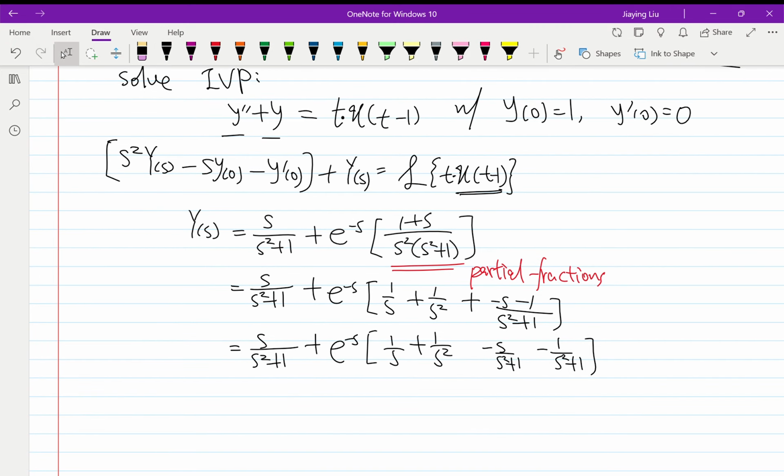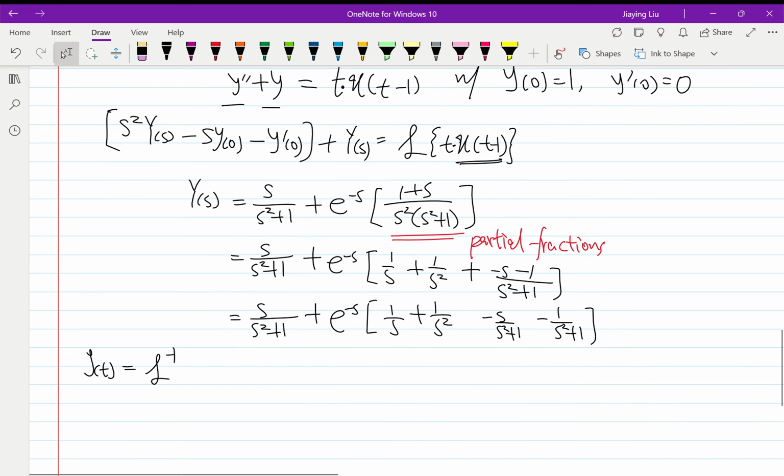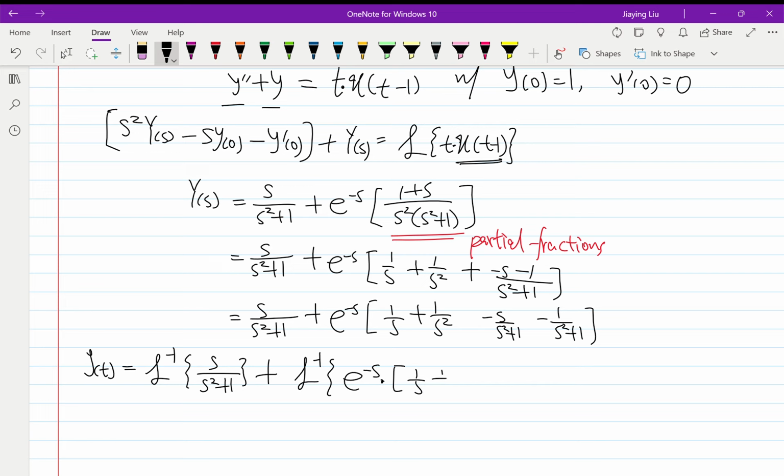I'm going to write down one more thing. So now after we get simple fractions, we can find the inverse Laplace transform, right? We find y of t. This is probably the last line I'm going to write. So y of t is equal to the inverse, one more line, I promise. I'm going to be done soon. Inverse Laplace of the first one, s over s squared plus 1, nothing fancy. What about this one? Inverse Laplace of e to the negative s times 1 over s plus 1 over s squared minus s over s squared plus 1 minus 1 over s squared plus 1.